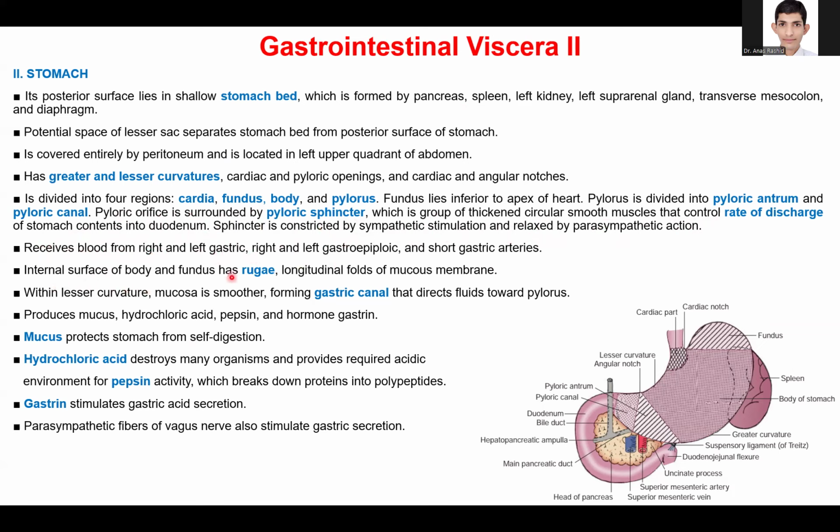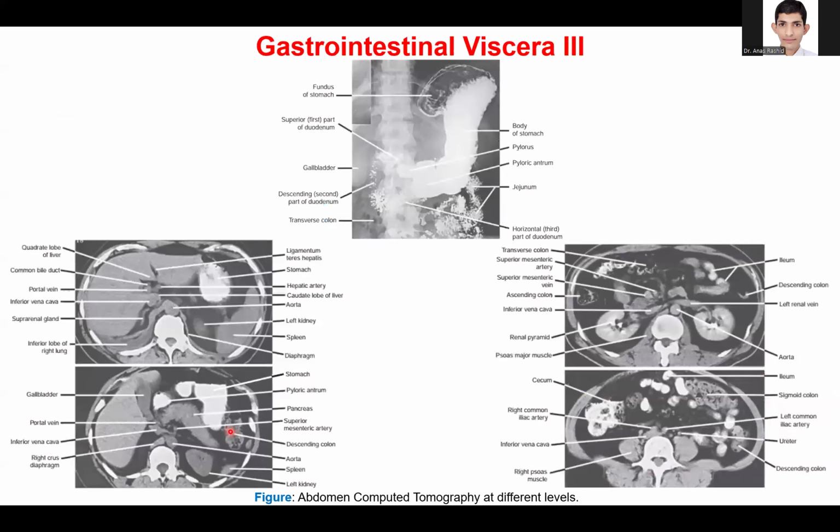The internal surface of the body and fundus has rugal, longitudinal folds of mucous membrane. Within the lesser curvature, the mucosa is smoother, forming the gastric canal that directs fluid towards the pylorus. The stomach produces mucus, hydrochloric acid, pepsin, and the hormone gastrin. Mucus protects the stomach from self-digestion. Hydrochloric acid destroys many organisms and provides the required acidic environment for pepsin activity, which breaks down proteins into polypeptides. Gastrin stimulates gastric acid secretion. Parasympathetic fibers of the vagus nerve also stimulate gastric secretion.